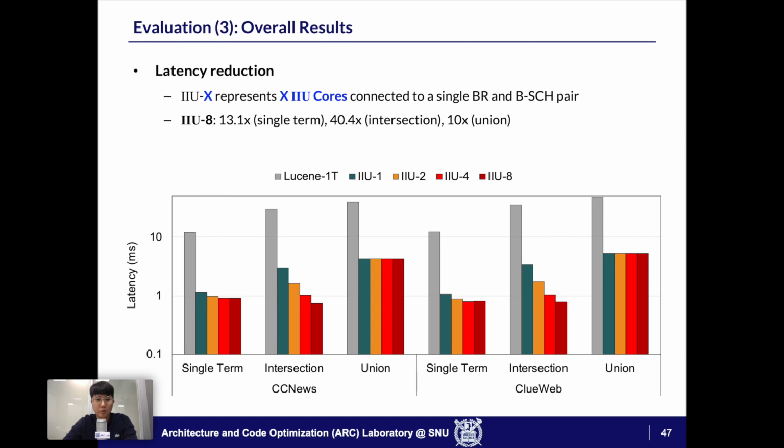We first compare single query latency across 4 different 2U settings. 2UX represents X 2U cores connected to a single block leader and block scheduler. The leftmost bar represents Lucene with a single thread. 2U achieves over 13.8 times latency reduction on average.